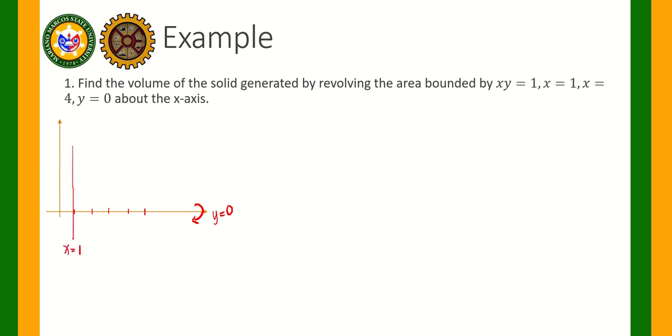This is our x equal to 1 and x equal to 4. So 1, 2, 3, 4. Okay, x equal to 4. Now for xy equal to 1, what graph can you form there? So for xy, if we manipulate that, y is equal to 1 over x. And if you try to graph the function for this one, it would look like this.